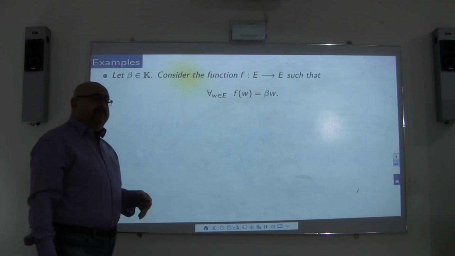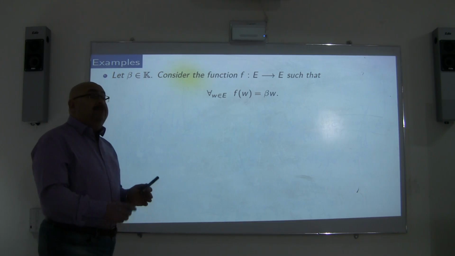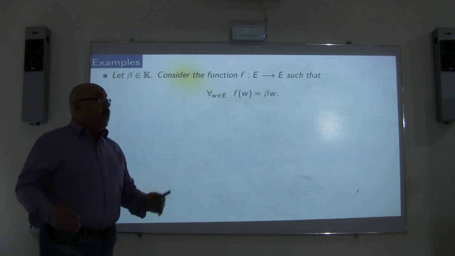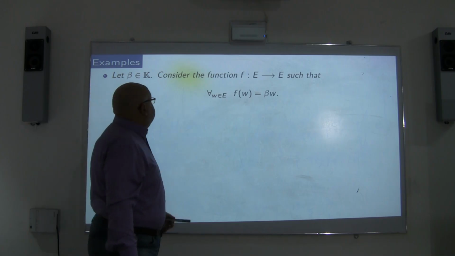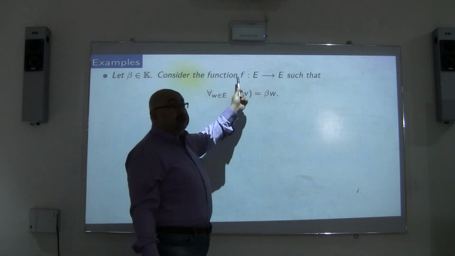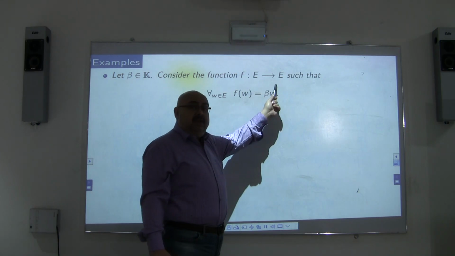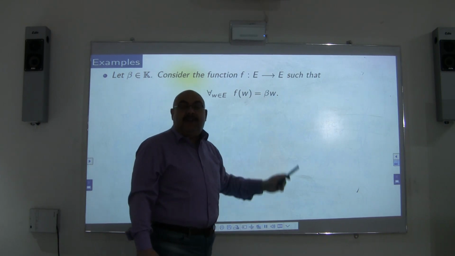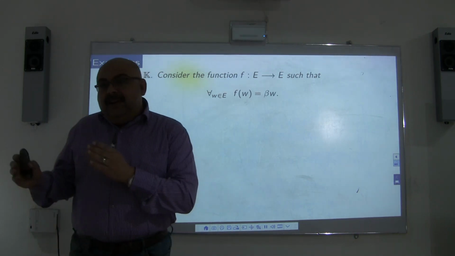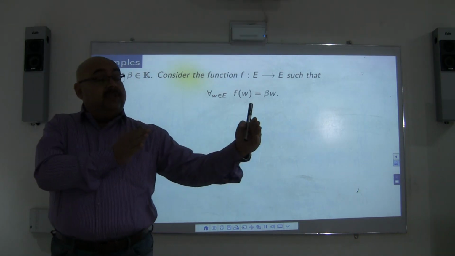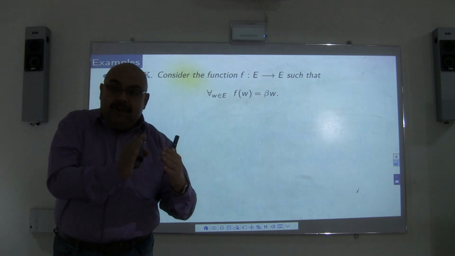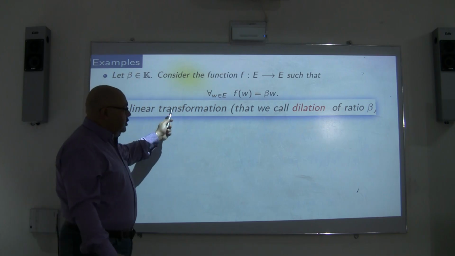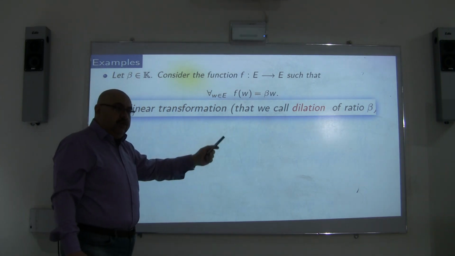Okay, I can move plenty of stuff. For example, I can reduce some vector or increase the size of a vector. So I can do a dilation. Consider the function that moves E into E, with this transform. It's like scaling, multiplying by a scalar value, and you will see the image either increasing or decreasing. And it's called a dilation. So if f is a linear transformation, we call it a dilation of ratio B.